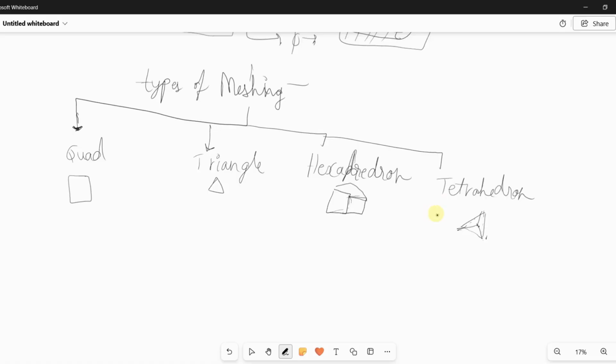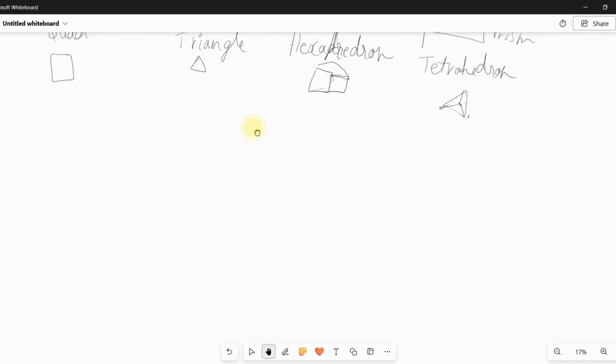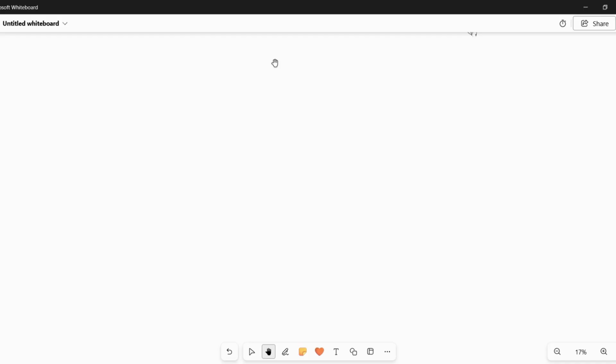Then of course you can have more complex ones like prism and polyhedral. In polyhedral, it just depends on more size. Again, it depends on your geometry, on what type of mesh you have to go through. So these are just the names and the shapes of meshes that are available.